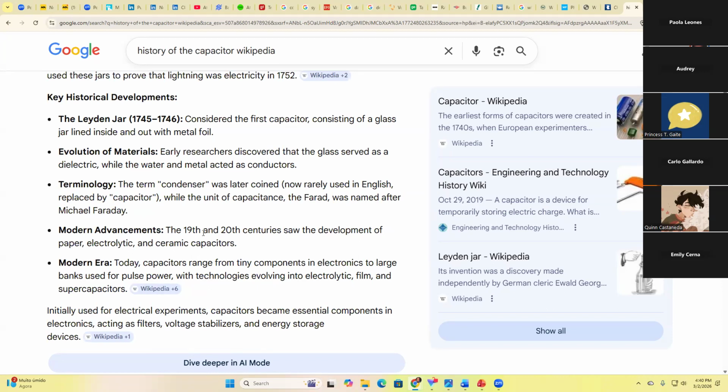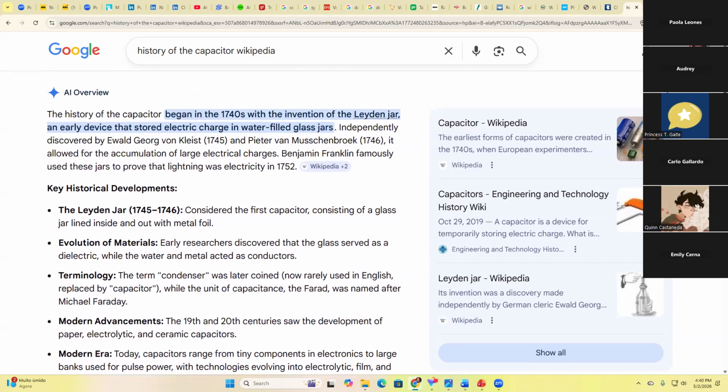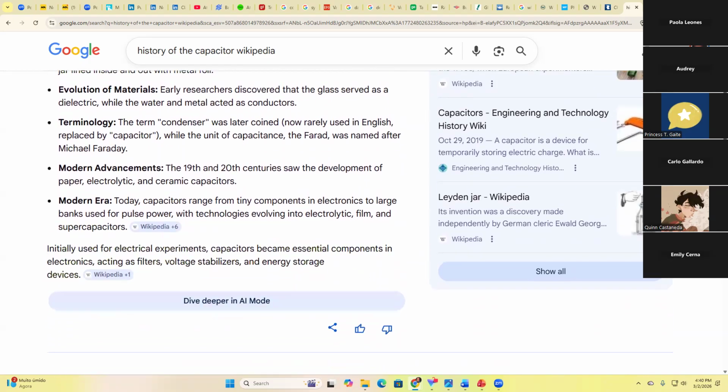Modern advancements: the 19th and 20th century saw the development of paper, electrolytic, and ceramic capacitors. I'm going to show you exactly how they look. Well, all I want to show you is the historical background of the capacitor. Okay, modern era. So the capacitors range from tiny components in electronics to large banks used for pulse power, with technologies evolving into electrolytic film and supercapacitors.